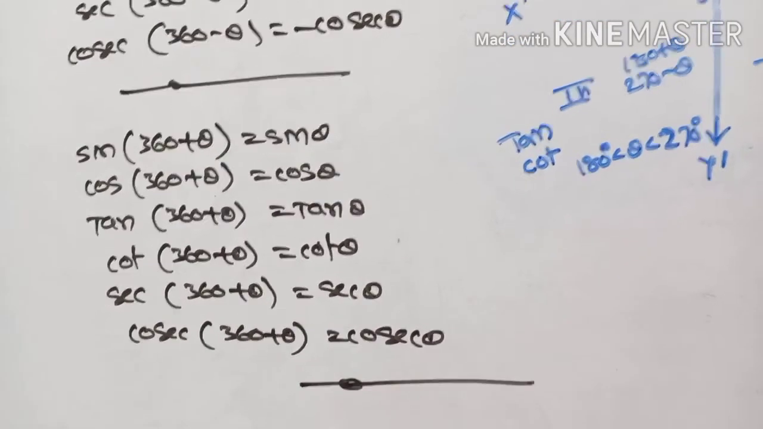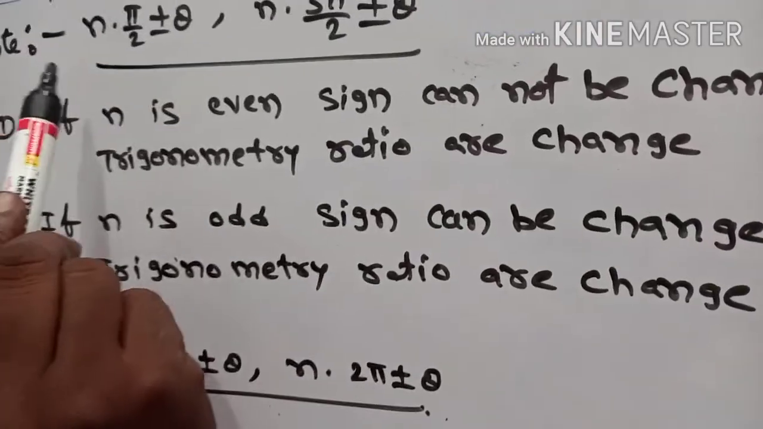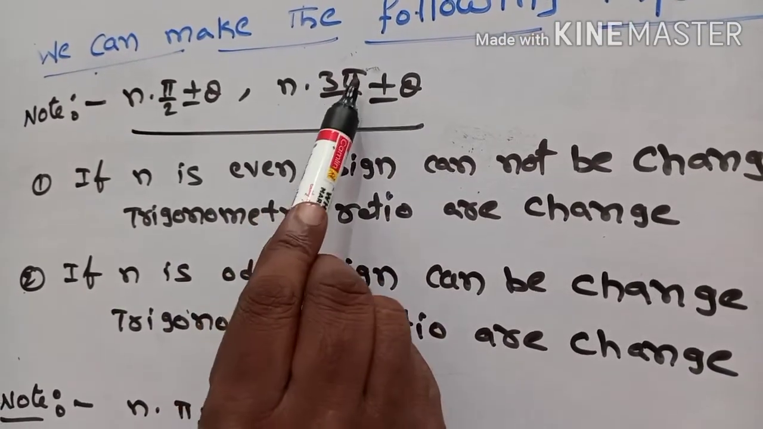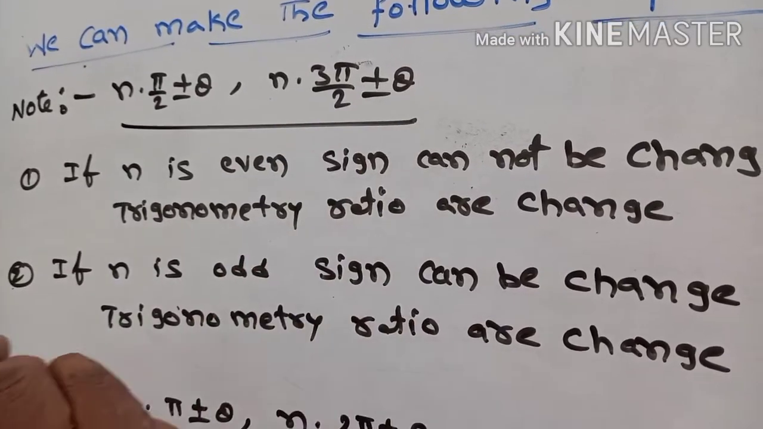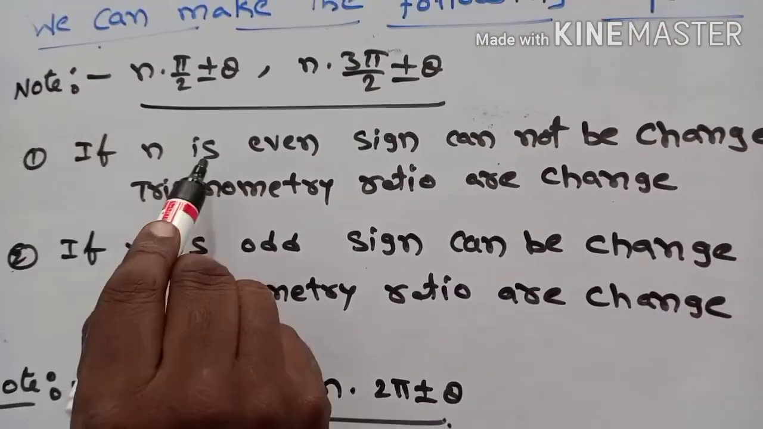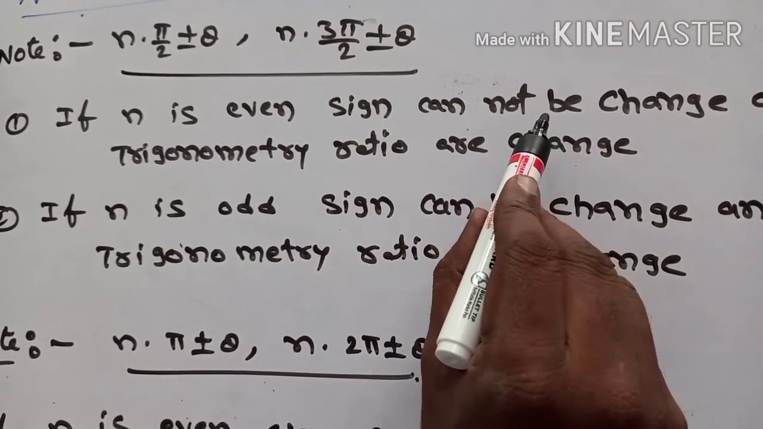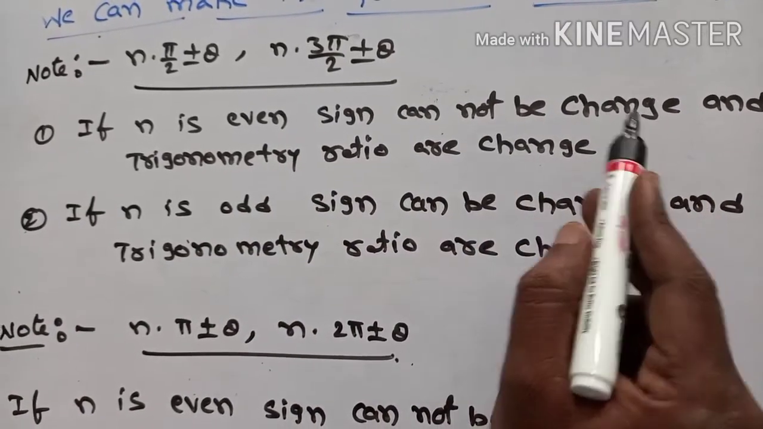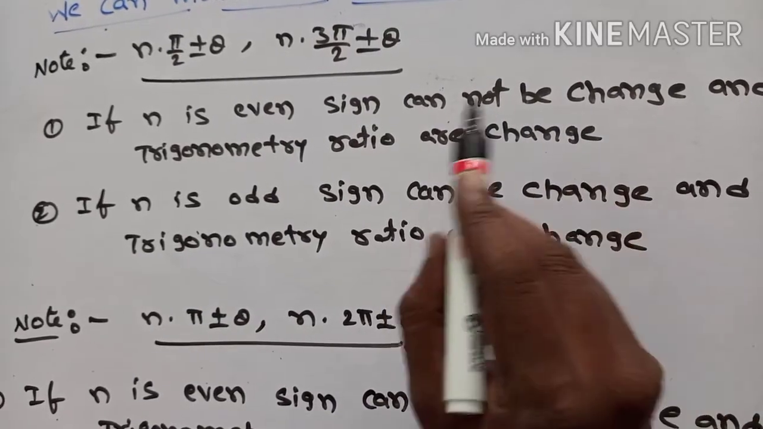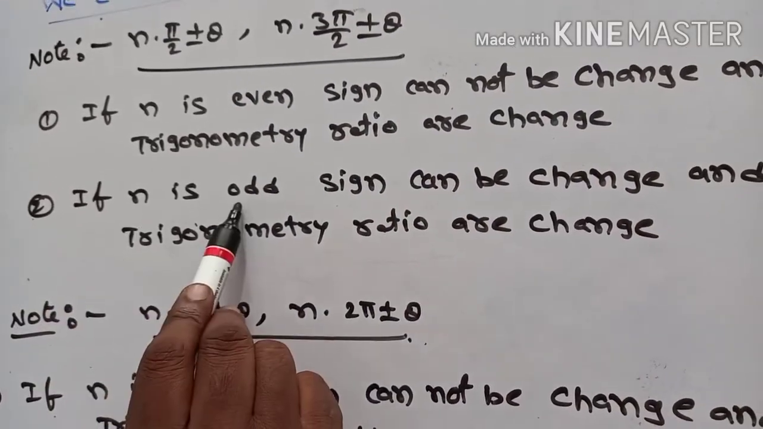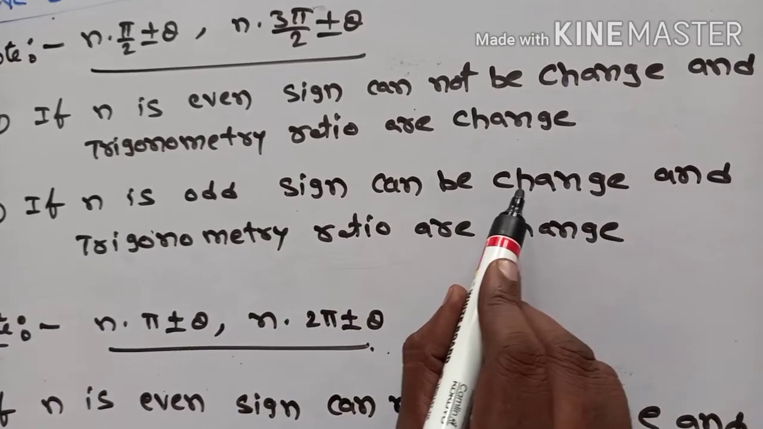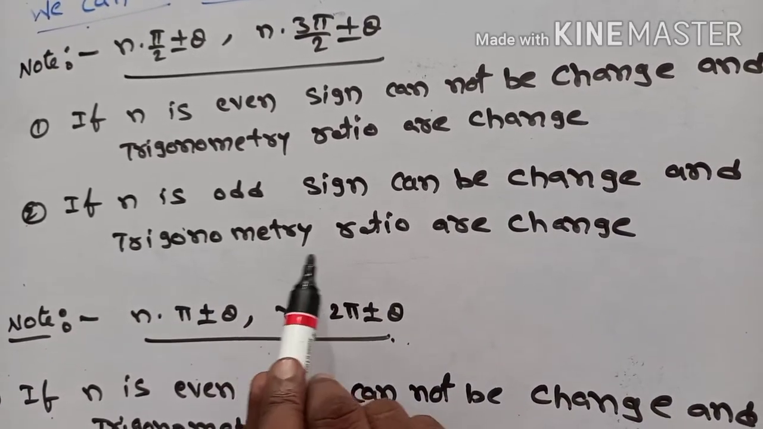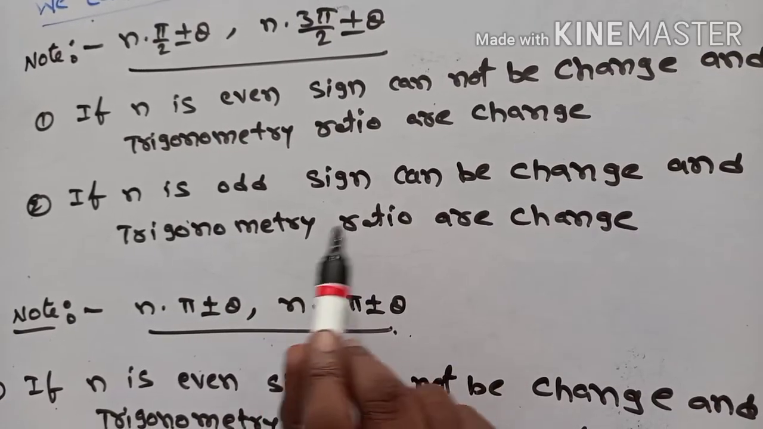That's enough. Some important note points. First note point: n into 90 plus or minus theta, and n into 270 plus or minus theta, that is pi by 2 and 3 pi by 2, meaning 270 plus or minus theta. If n is even, the sign cannot be changed, and the trigonometric ratios are changed. That means sin is cos, cos is sin, tan is cot, cot is tan, sec is cosec, cosec is sec. If n is odd, the sign can be changed, and the trigonometric ratios are changed. Here also the same: sin is cos, cos is sin, tan is cot, cot is tan, sec is cosec, cosec is sec.